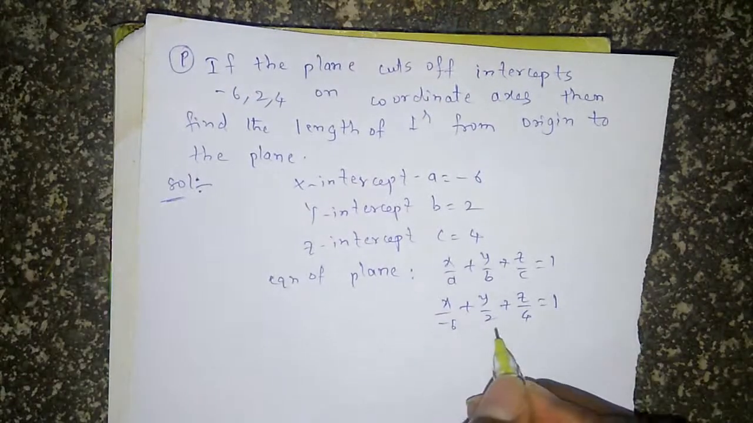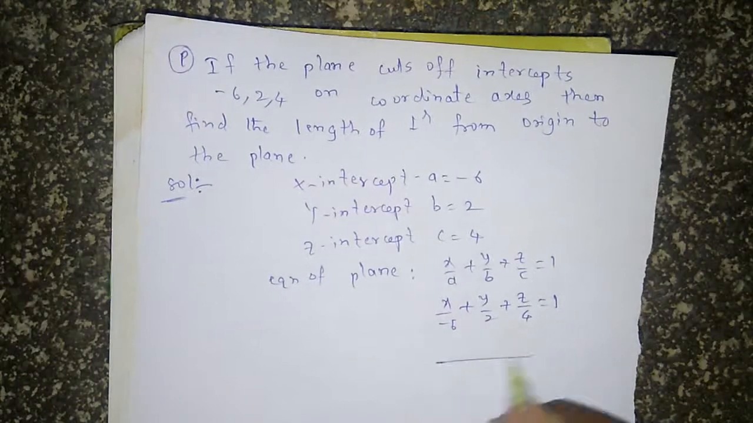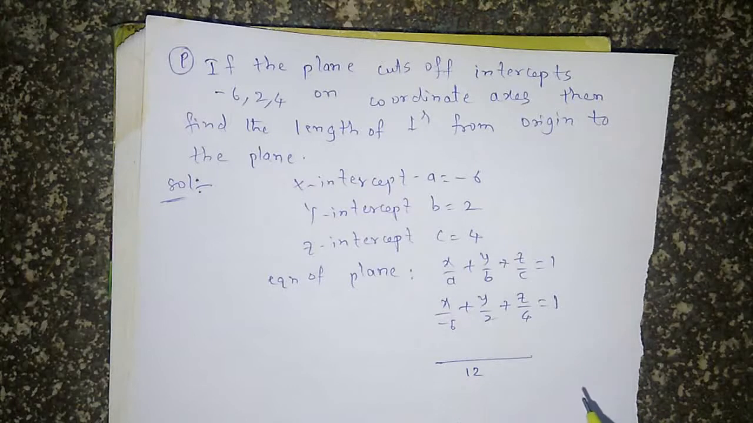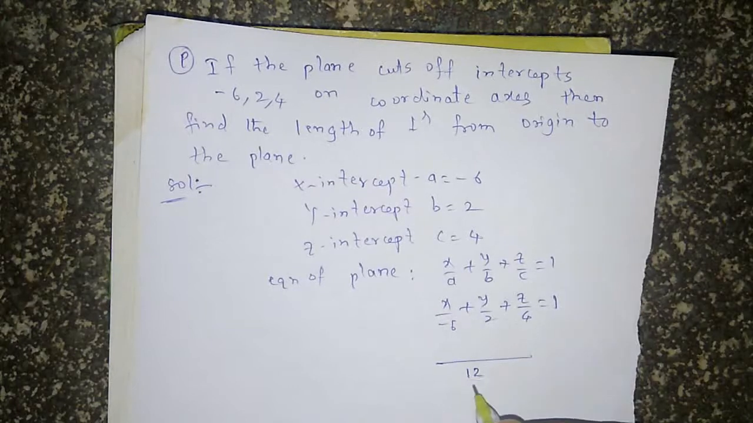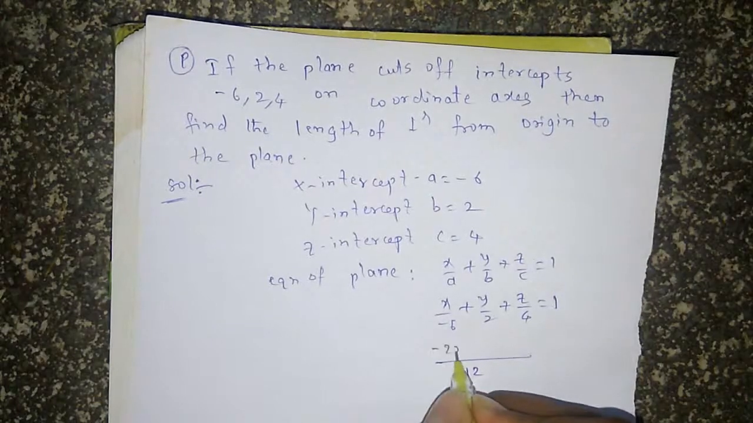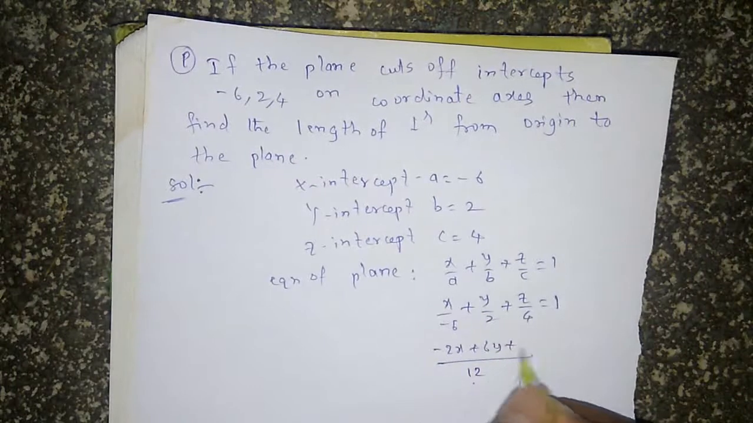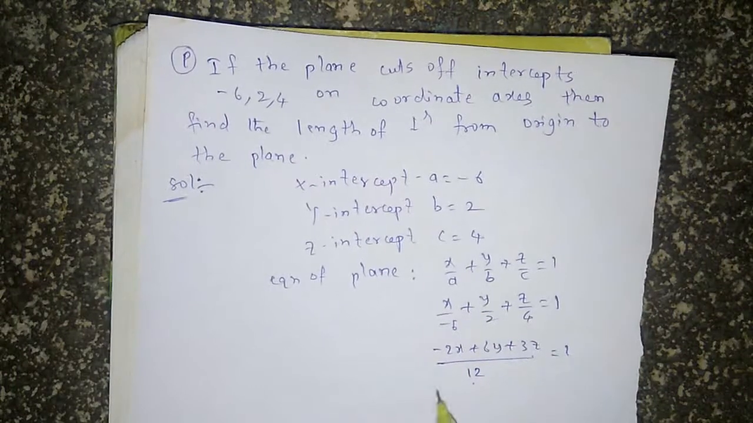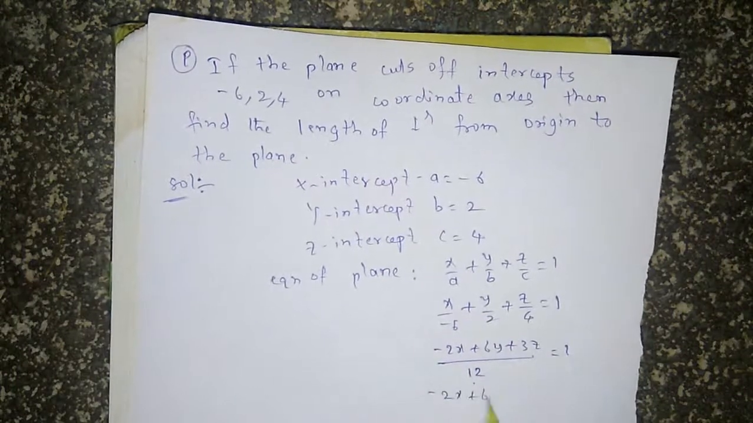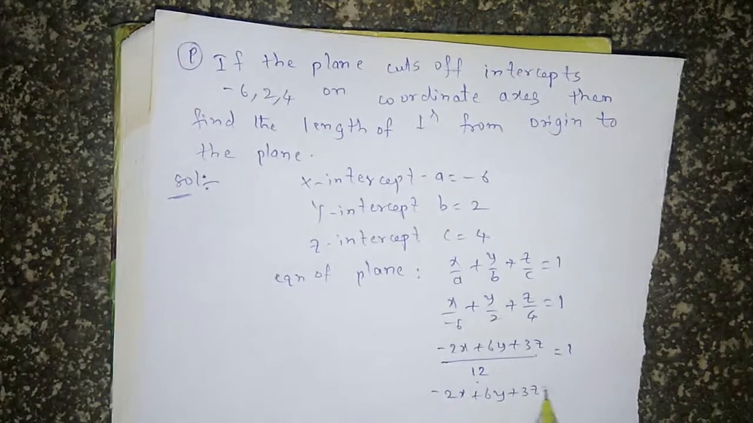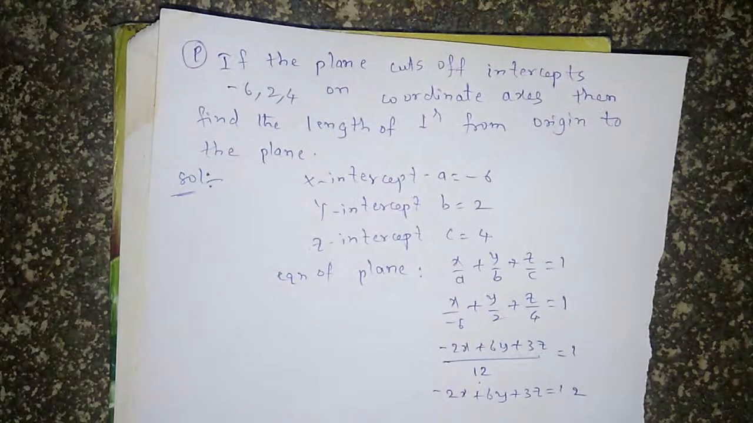Now take LCM. So what is the LCM here? The LCM is 12. So we get -2x plus 6y plus 3z is equal to 12. That is the equation of the plane.